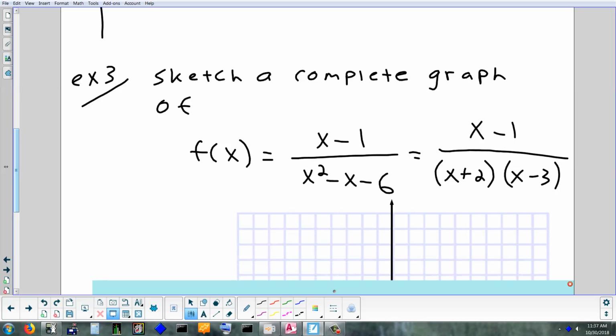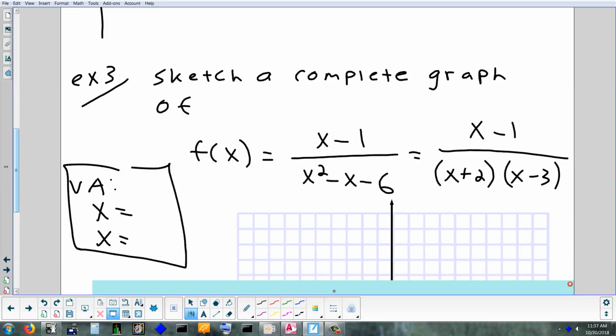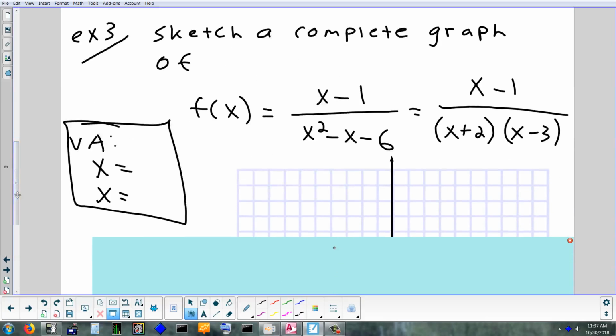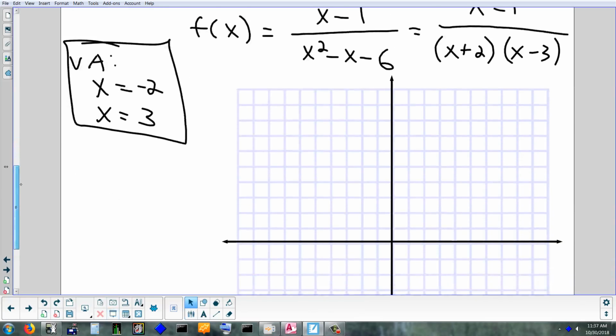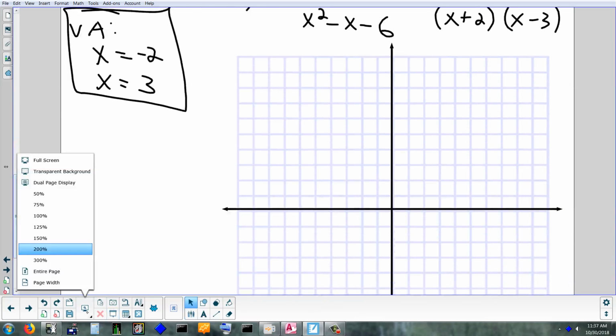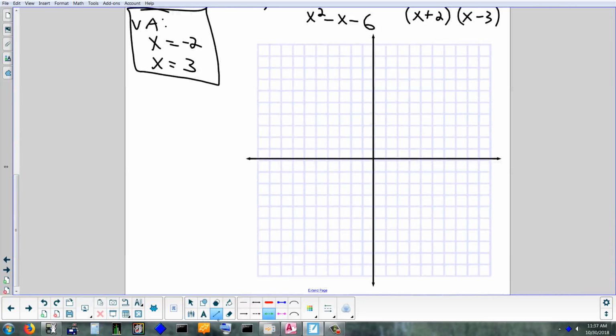So now I can write my vertical asymptotes. X minus 1 does not appear in the top and the bottom, so there's no common factors. Okay, what's one value that would give me a vertical asymptote? 3. Yep. And? Negative 2. So I'm going to stop for a second and put those on my graph. Let's put a dotted line at 3 and negative 2.